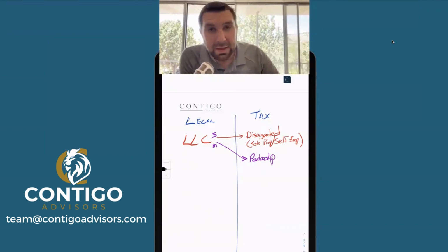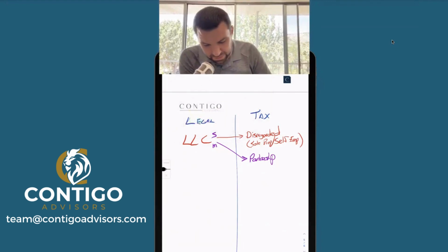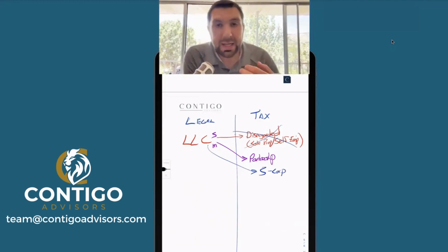Great. Now the LLC was already in place. So now we can go back and say, hey IRS, this LLC that was disregarded, we're going to elect out of that disregarded entity status, and we're going to elect to have it file as an S corp. That is a tax status. So same LLC, same legal entity, but we move it to an S corp.